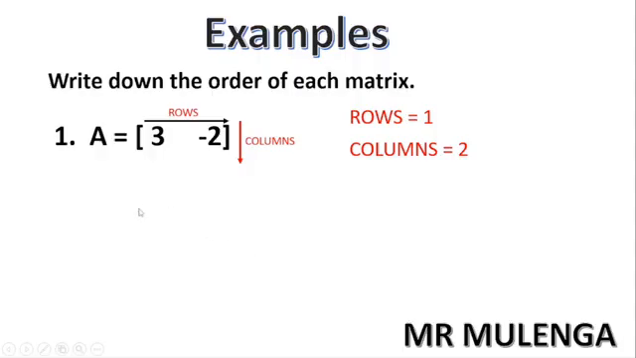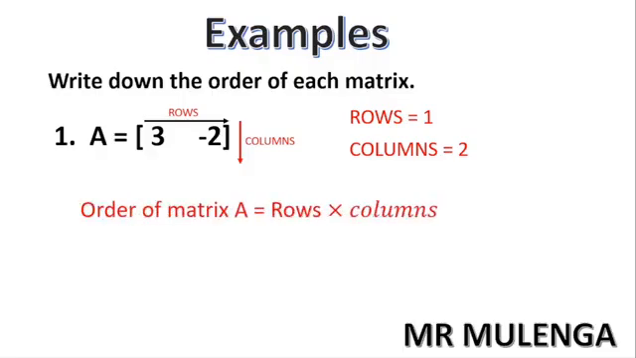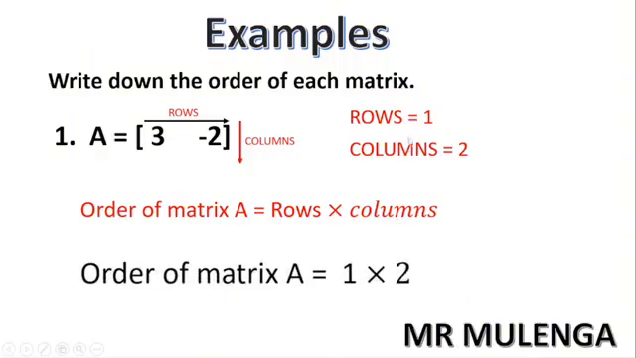So to state the order of this matrix A, we are going to start with the number of rows by number of columns. So order of matrix A is equal to number of rows by number of columns. So here you can see rows we have 1, columns we have 2. So the order of this matrix A is equal to 1 by 2. I hope it's clear. So let us now move on.